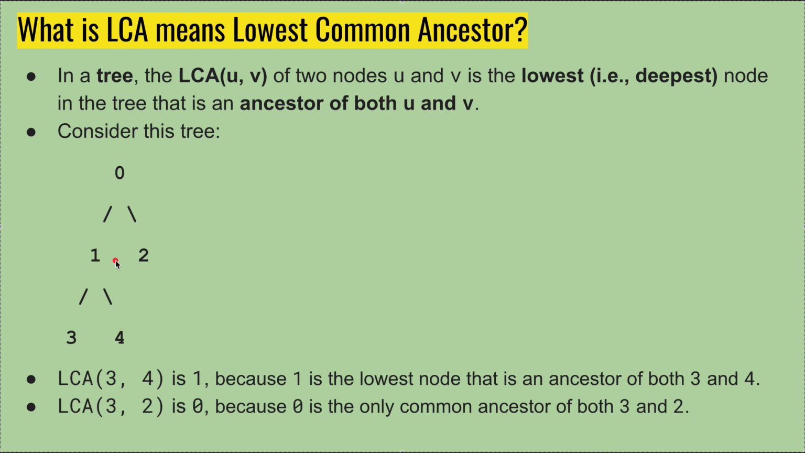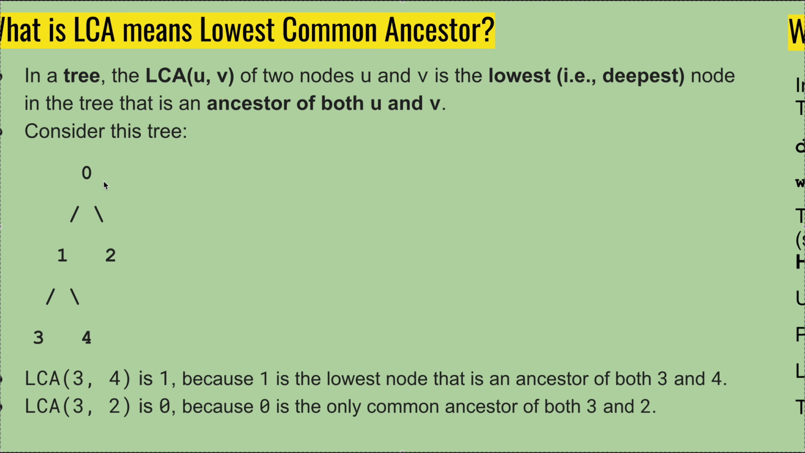If you talk about the LCA of 3 and 2, the ancestor is 0, right? So both will work like this. Okay, so pause this video and understand the LCA, the lowest common ancestor, so that you will not have any further understanding issue.